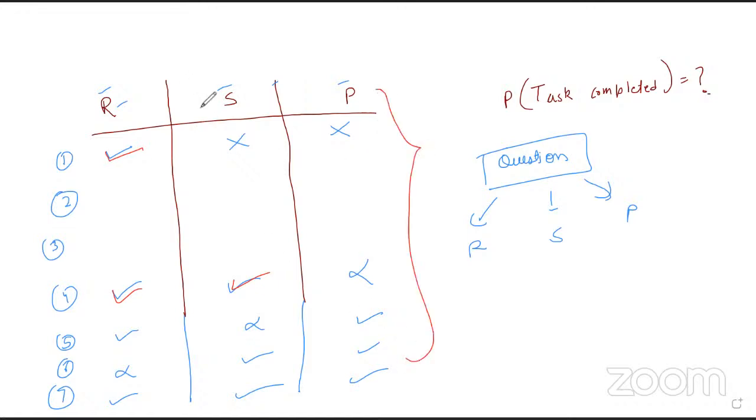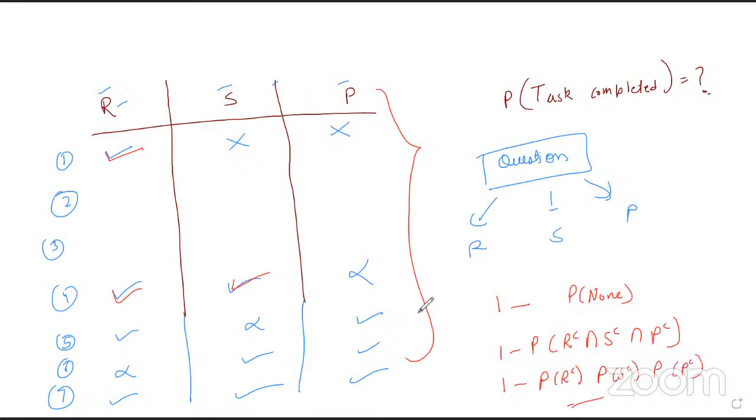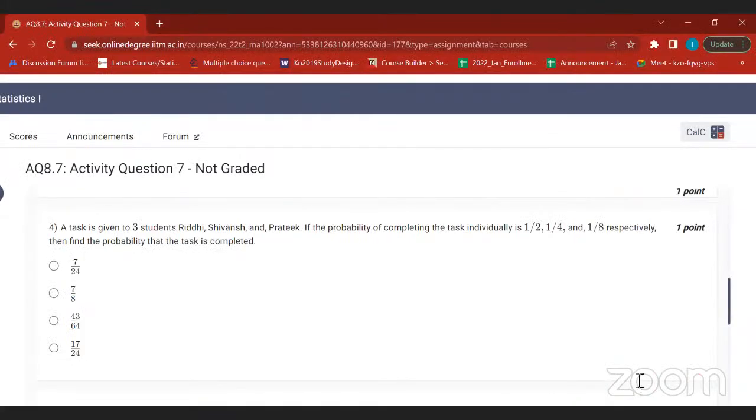Another easy way to approach is instead of adding these all 7, 1 minus none of them did it. That is nothing but R complement, S complement, P complement. And these 3 are doing it independently also, right? So I can simply compute it, right? Or you can simply add them on. I think I did that 1 minus complement thing, but even that didn't get me 43 by 64. I don't know how that answer is. Okay, 1 by 2, it's 1 by 64 if you product it off.